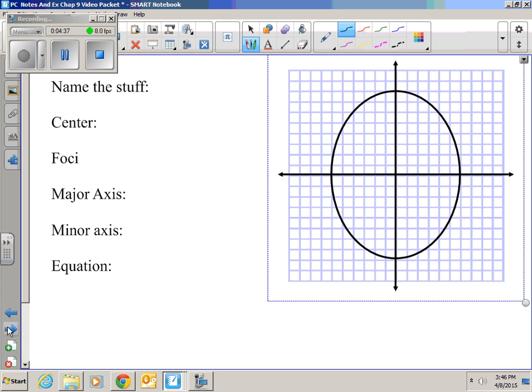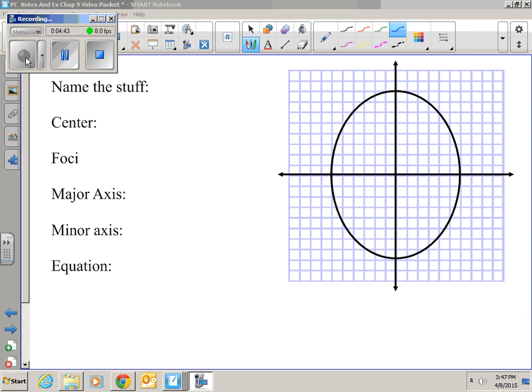Okay, we're going to play that game. This game is called Name the Stuff. Alright, here we go. Let's look at this ellipse right now. First of all, let's decide that this thing is vertical as opposed to a horizontal ellipse. So I know that my a, my bigger number, is going to be under the y terms when I add these up. So let's start with the center.